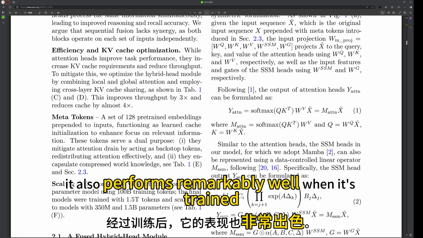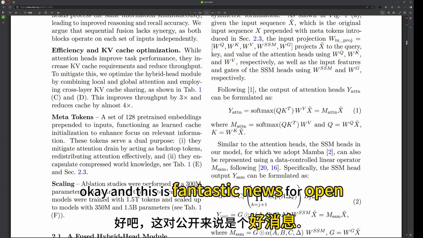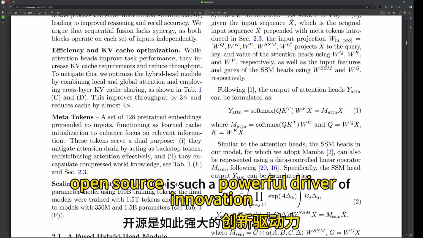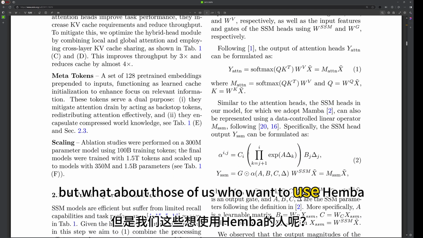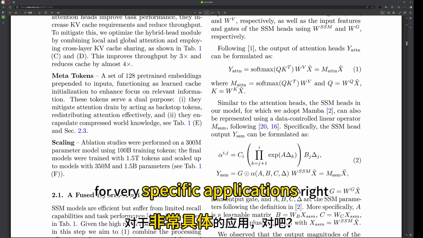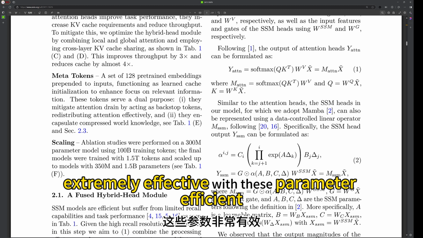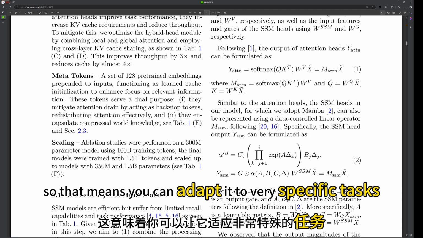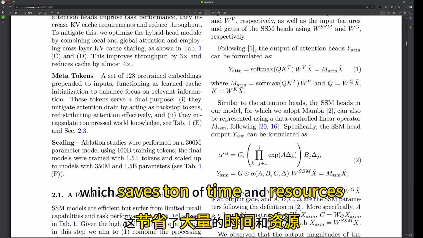Yeah, it also performs remarkably well when it's trained only on publicly available data. Okay. And this is fantastic news for open source development because it means that researchers and developers can more easily build upon this work. Open source is such a powerful driver of innovation, so that's really encouraging to hear. Yeah, absolutely. Okay, but what about those of us who want to use Hymba for very specific applications? Can it be customized? This is another area where Hymba really shines because it's extremely effective with these parameter-efficient fine-tuning techniques. Okay. So that means you can adapt it to very specific tasks without needing to retrain the entire model, which saves a ton of time and resources.